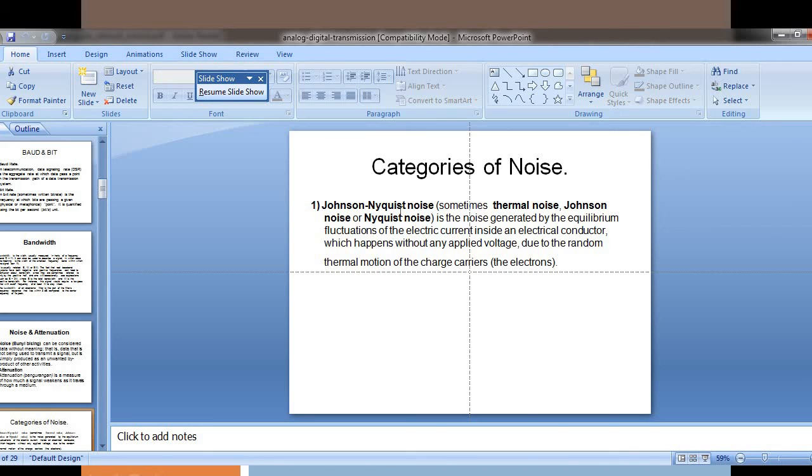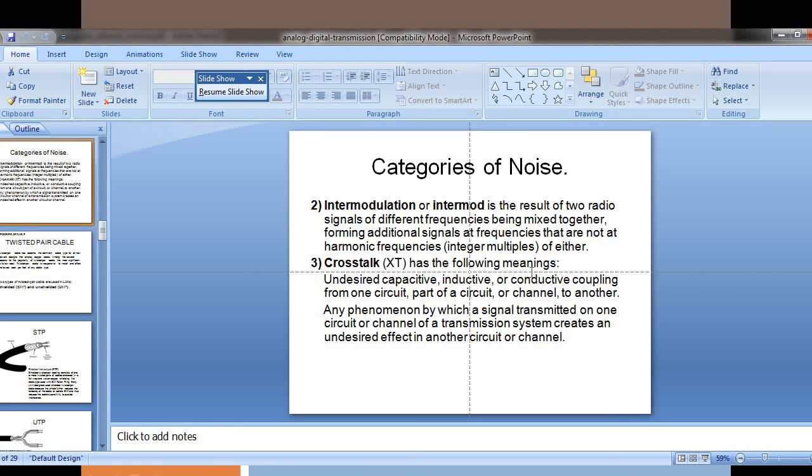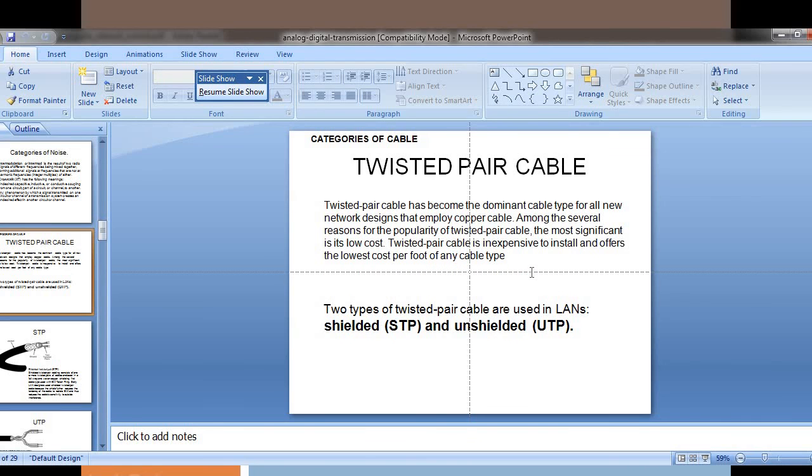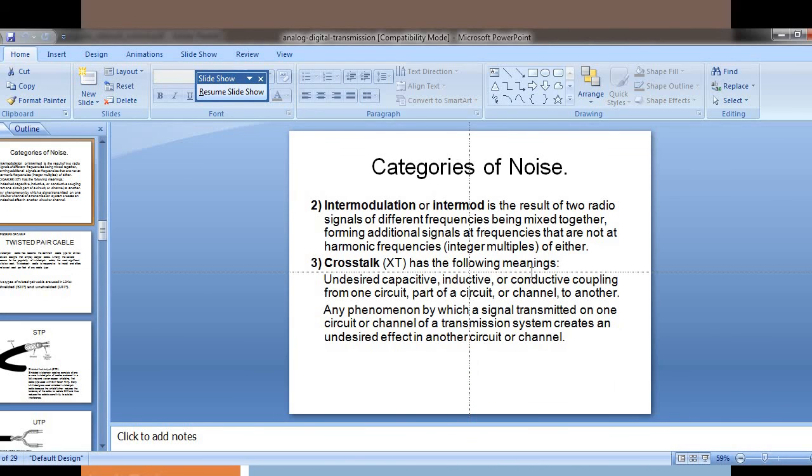Categories of noise: thermal noise, Nyquist noise. Thermal noise is the noise generated by equilibrium fluctuation of electric current inside an electrical conductor, which happens without any applied voltage due to random thermal motions of the charge carrier electrons. So these are some terminologies we have already discussed.